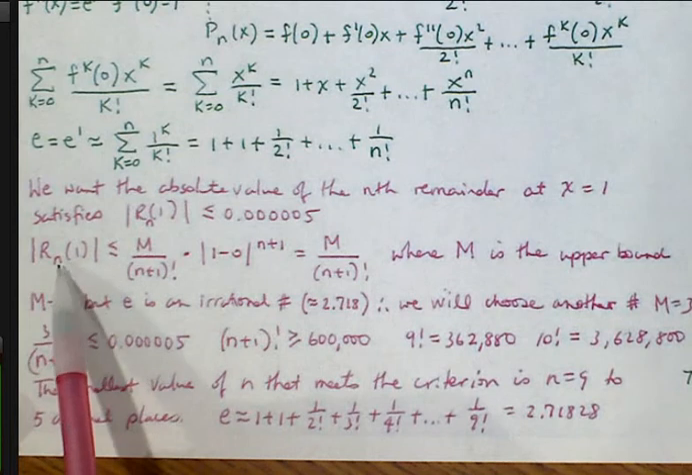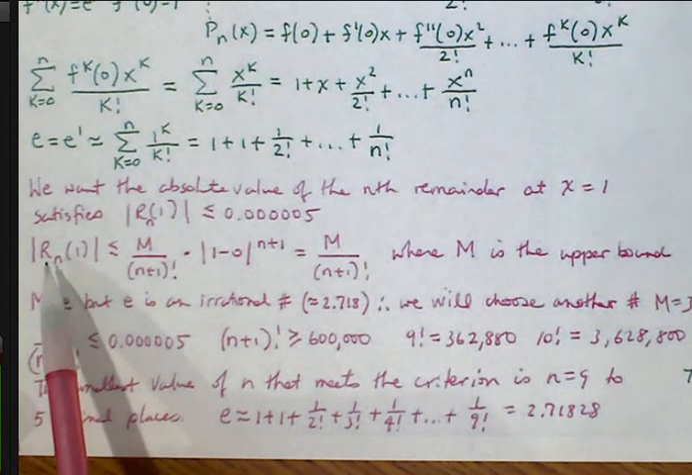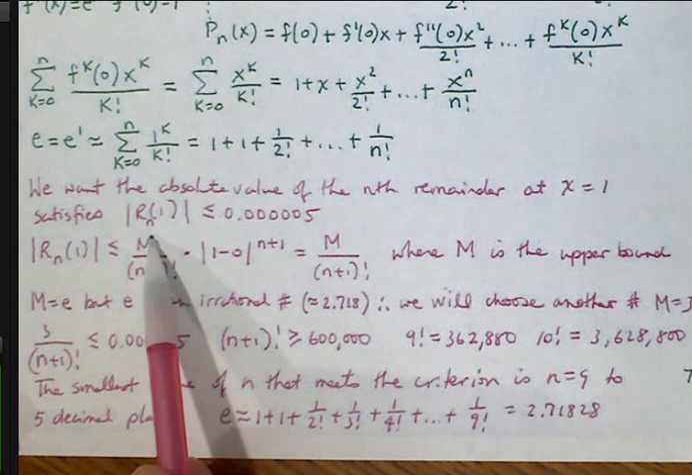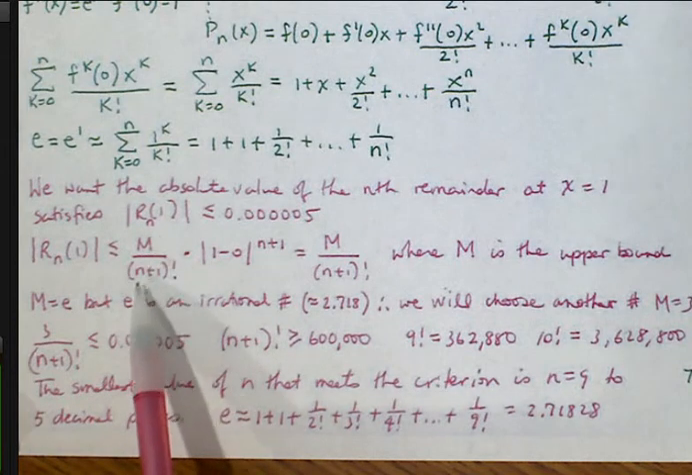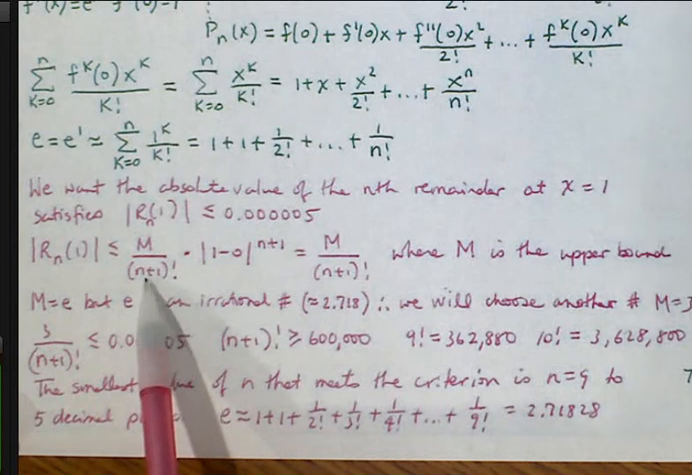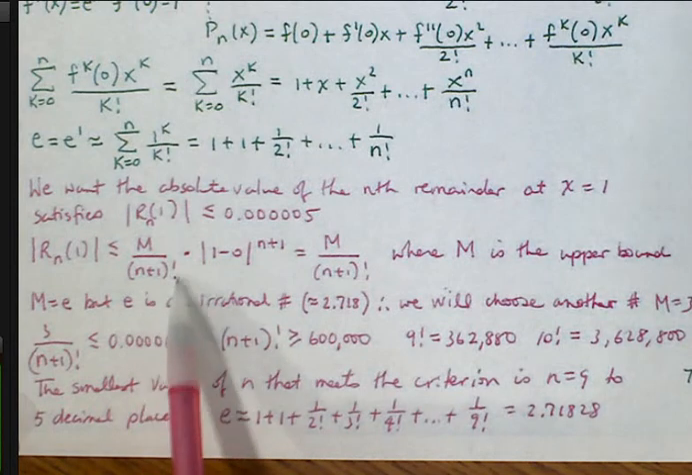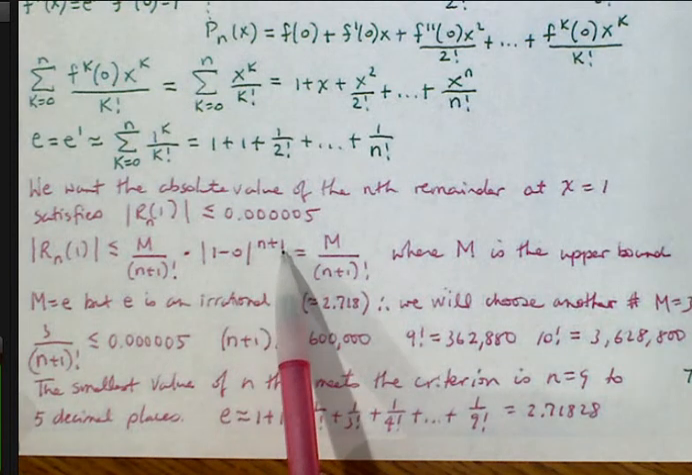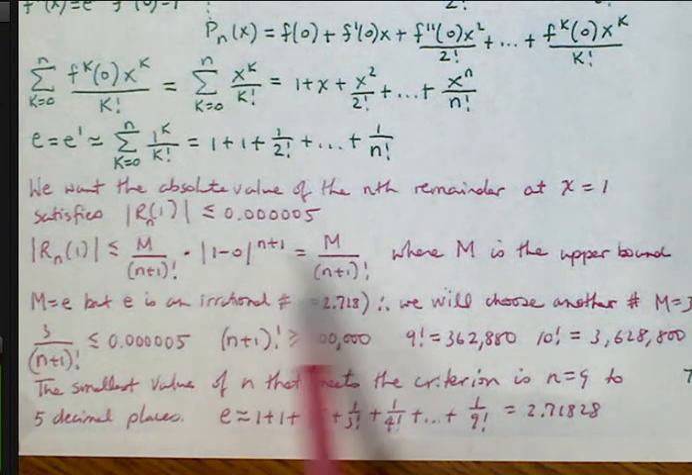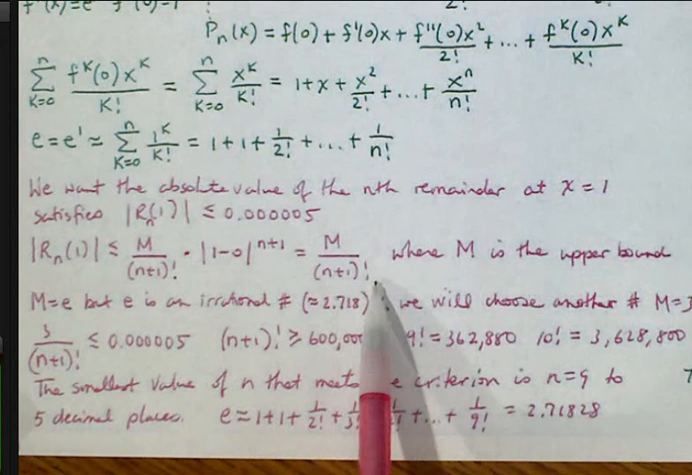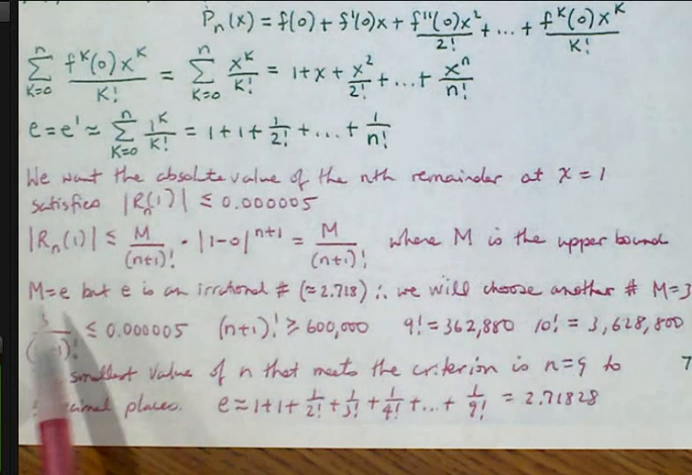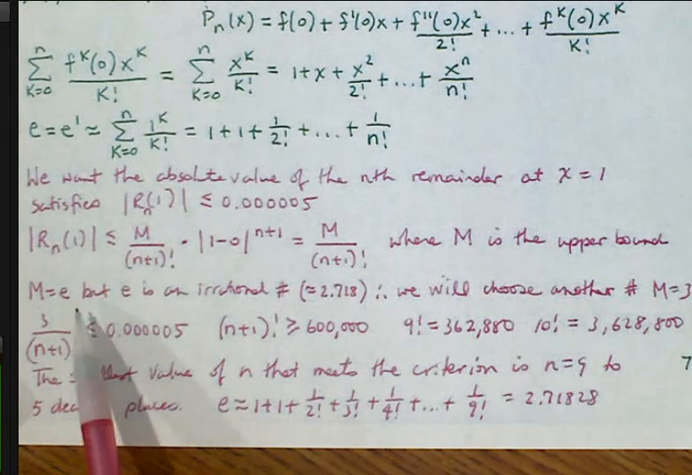Okay, so now I'm going to use my formula that I generated on the previous page. The nth remainder of 1 is less than or equal to some maximum value, capital M, all over the next term, n plus 1 factorial times the absolute value of 1 minus 0, raised to the n plus 1. Calculating this, I get capital M over n plus 1 factorial, where M is the upper bound.